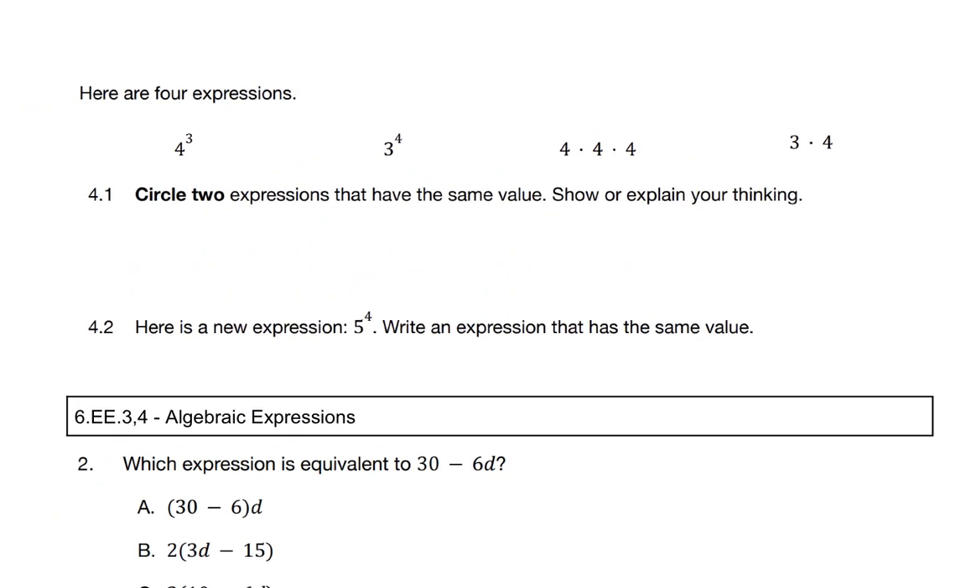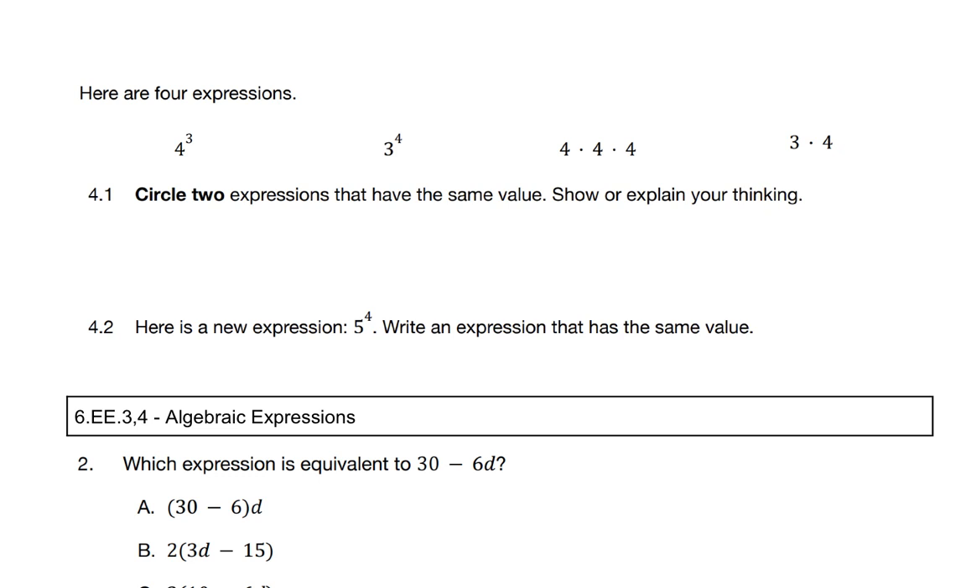You got to know exponents. So here are 4 expressions: 4 to the power of 3, 3 to the power of 4, 4 times 4 times 4, and 3 times 4. Circle 2 expressions that have the same value. Show or explain your thinking.